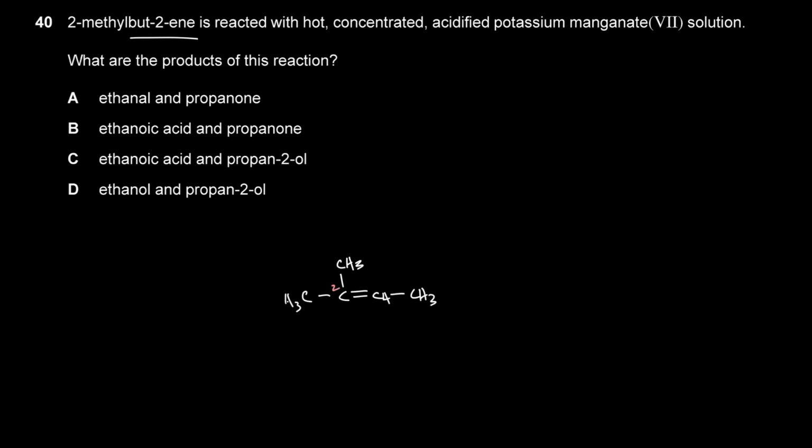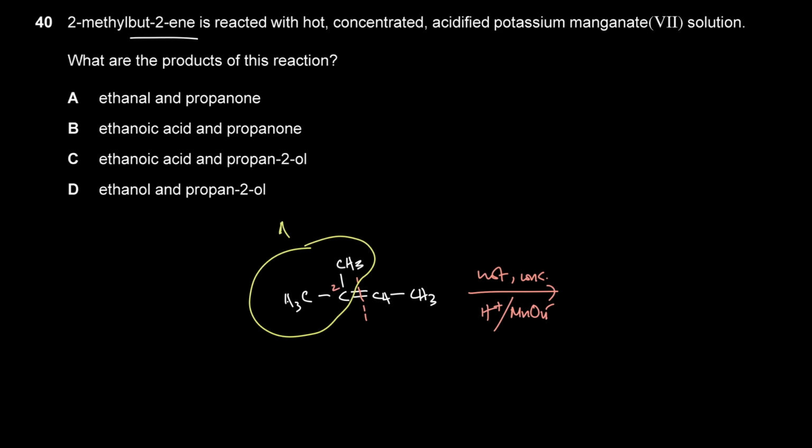Now when this reacts with hot concentrated acidified manganate, this is strong oxidation of alkenes. So we rupture this double bond. Now what happens to this carbon atom here? When we talk about strong oxidation of alkenes, if the carbon on the double bond is bonded to two carbon atoms, it becomes a ketone.